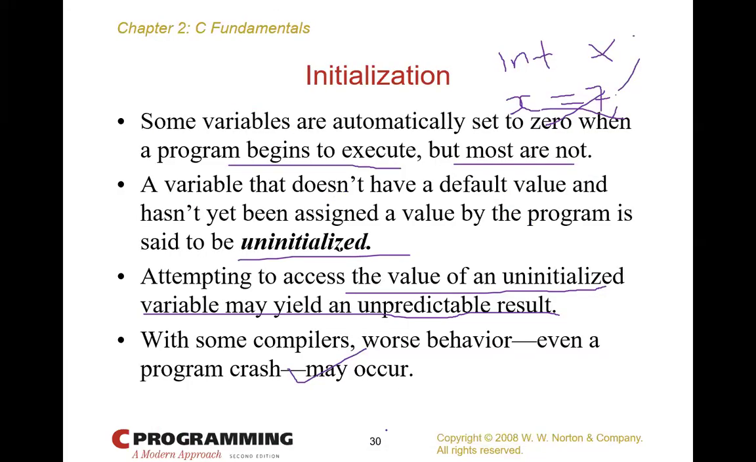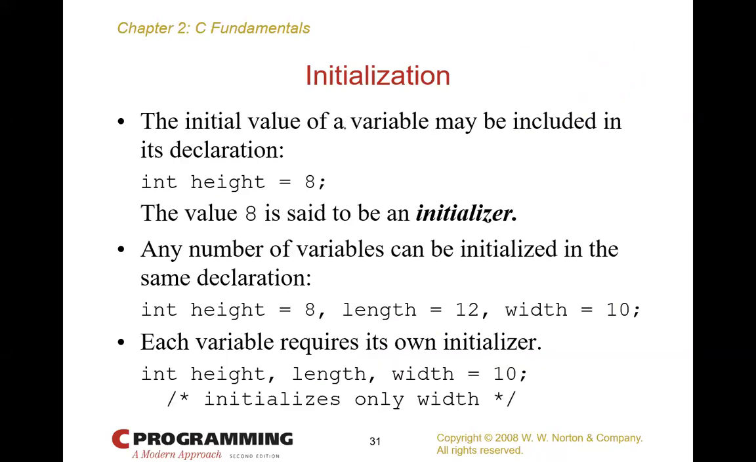Okay, so some compilers would cause a crash. Some will just give us an unpredictable result. This is what we just got, an unpredictable result. The initial value of a variable may be included in its declaration, so you can define the variable and also initialize it. Any number of variables can be initialized in the same declaration. Okay, we already understand this now, since we know how to do multiple variable declaration, so we can initialize at the same time.